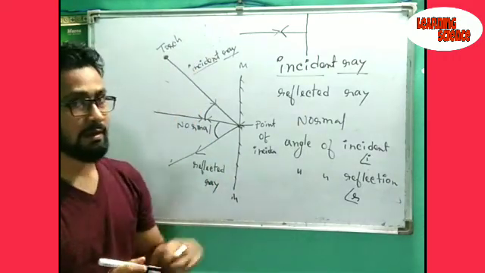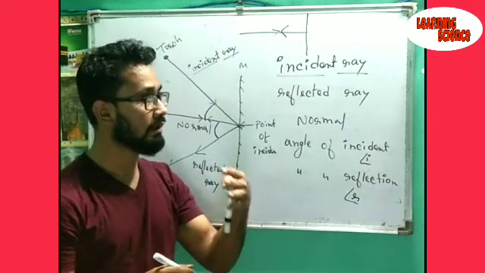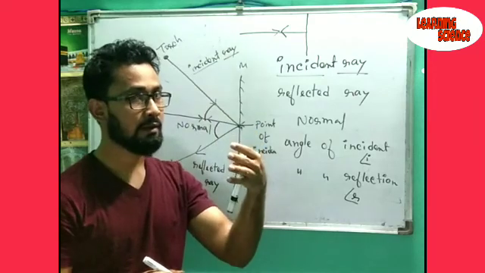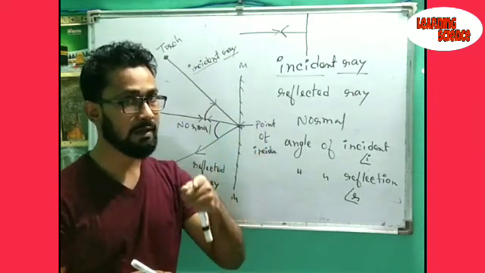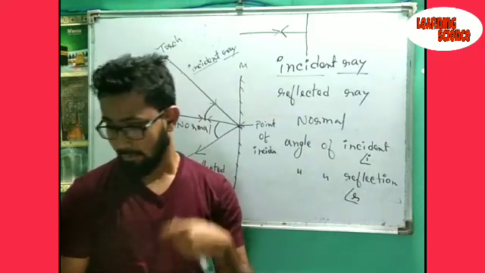Today we will start a new thing. This is what happens when light falls on a mirror. We will take a plane mirror at first. Then we will take a spherical mirror. So let's start with the plane mirror. Clear?